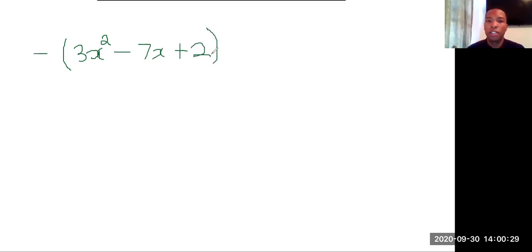Let's look at another question. Let's make this one a little bit more challenging. Okay, let's put a 3x squared minus 7x plus 2. Let's put a minus sign out here, and let's put another minus sign right there. Minus 3, I like 3 for some reason, 4x squared plus 8.